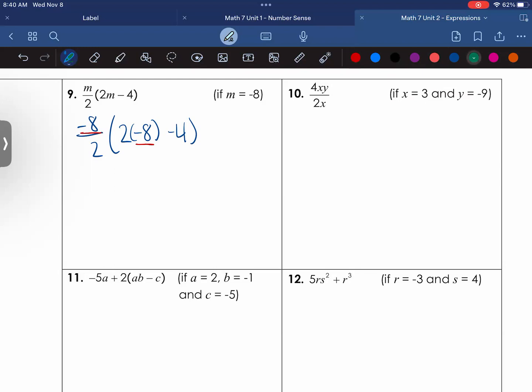Okay, -8 divided by 2. That will get us -4. 2 times -8 will get us -16. Don't forget our minus 4. Now we have to do what's inside the parentheses first. So we have -16 minus 4, which will get us -20. -4 times -20 will get us +80.